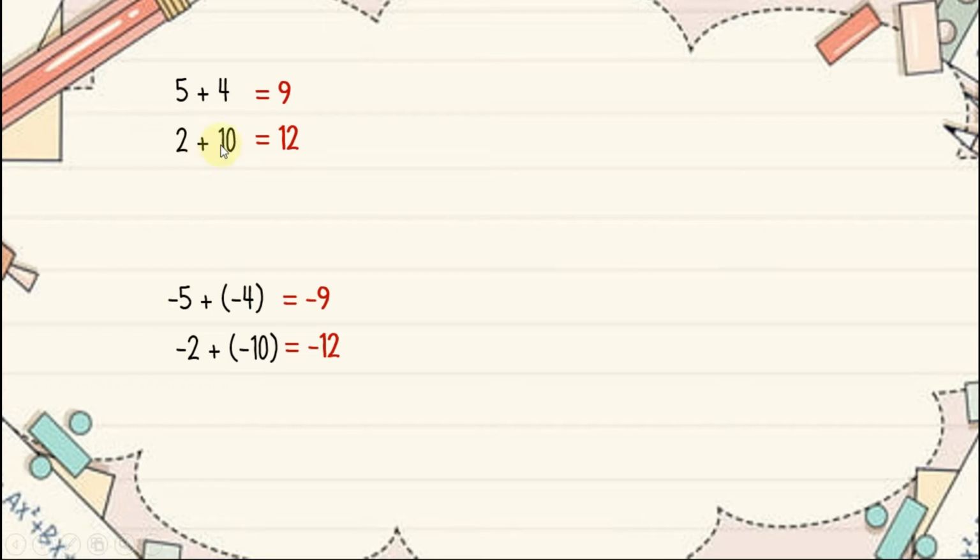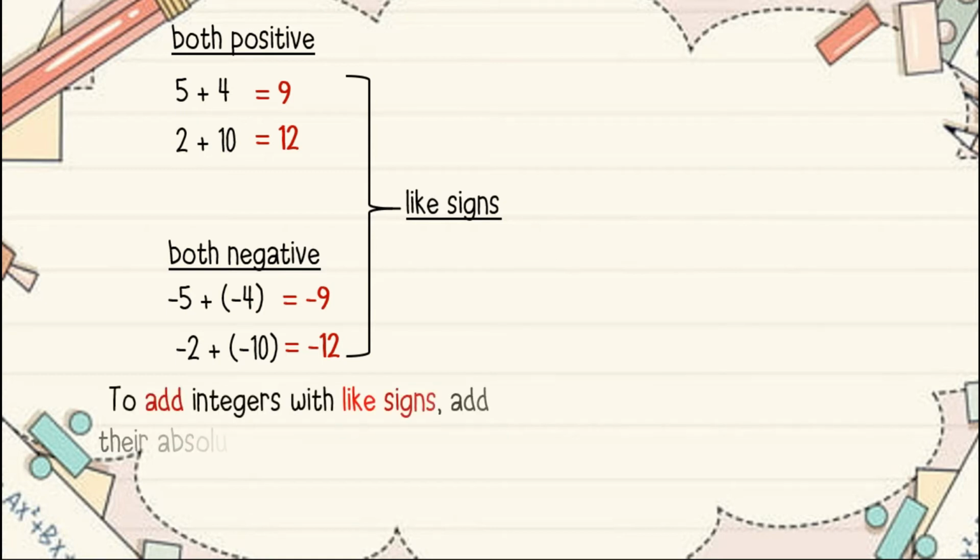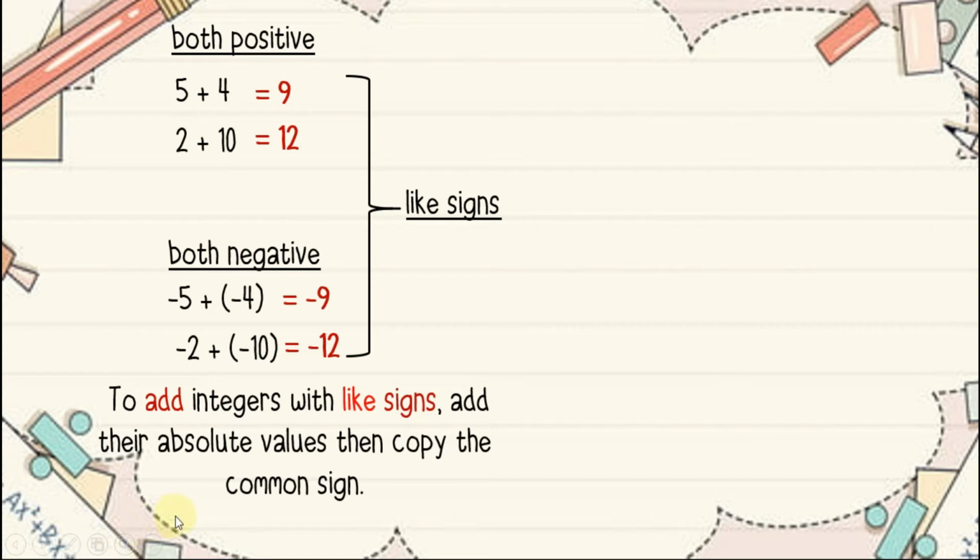You can notice that the addends on the first set are both positive, while on the second set, they are both negative. So these are what we call like signs. And to add integers with like signs, you add their absolute values, then copy the common sign. How about the next examples? 5 plus negative 4. Yes, it is positive 1.